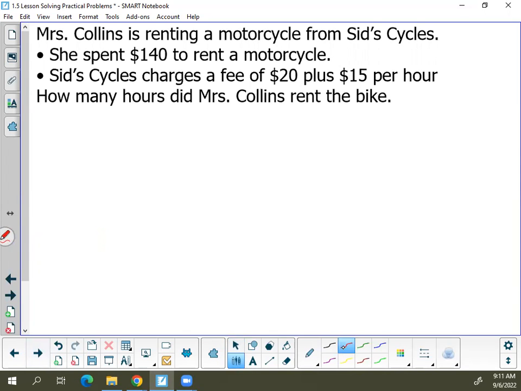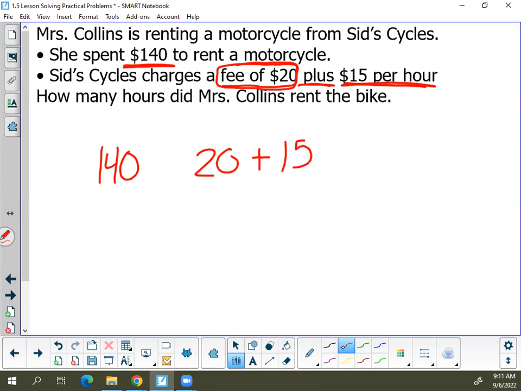So pause here, take a second, read this, and then I'll talk about it. So here we're renting a motorcycle. We see that the total spent is $140. I'll just start by writing that. In order to get to that total charge, we have a fee of $20. So that means we're going to pay that no matter what. That's a constant. Plus $15 per hour. That means we are going to be multiplying 15 by some number of hours. I'll just call it H.